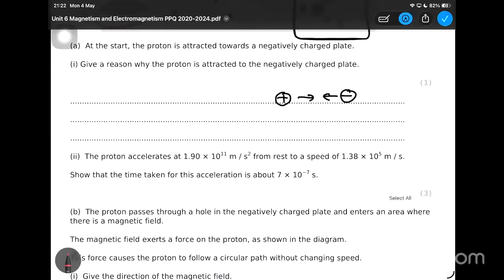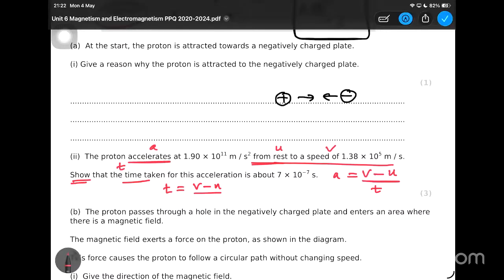The proton accelerates at this amount from rest to a speed of this. Show that the time taken for this acceleration is about this amount. So they are asking us to show that, right? So we are not going to apply this value. There's an acceleration value, starting from rest to a speed. So you have A, U, V, and also we need to deal with the time. So we have the equation A equals final velocity minus the initial velocity over time. You need to get the value for time, so time will be equal to V minus U over A.